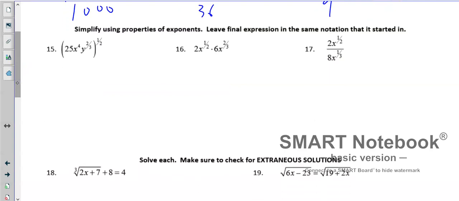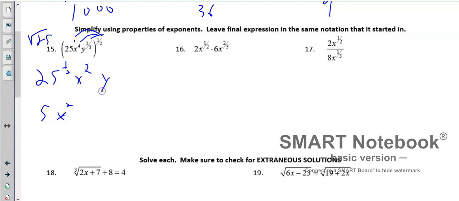Okay, simplify. So we're sending the 1/2 in. Remember, this is the 1. So we're sending the 1/2 in here, here, and here. So we're going to get 25 to the 1/2, which is also known as the square root of 25. So that's just going to be 5. 1/2 times 4, well, that's just 2. And 1/2 times 2/3, it might help you here to do this and see that the 2's cancel. So that's y to the 1/3. And we're done.